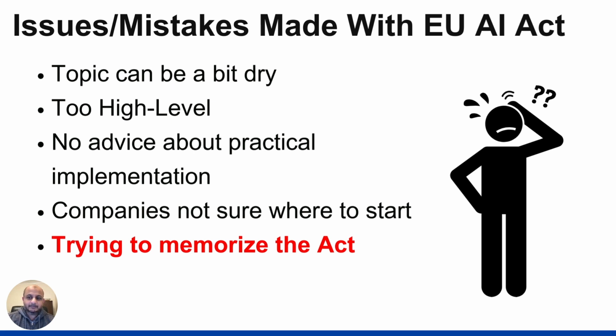So the first mistake is that the topic can be a bit dry. It is boring. I mean, nobody is excited about reading a 400-page law. Honestly speaking, I don't think you have that much time, nor do I. This is where this course comes in, right? And also, the other thing is that sometimes the discussions are too high level. When people talk about the EU AI Act, it becomes very broad concepts without deep diving into specifics. And what happens is, you know the terminology, but you have no idea how it applies to your real life, right? So that's why this course is going to break it down into actionable insights.